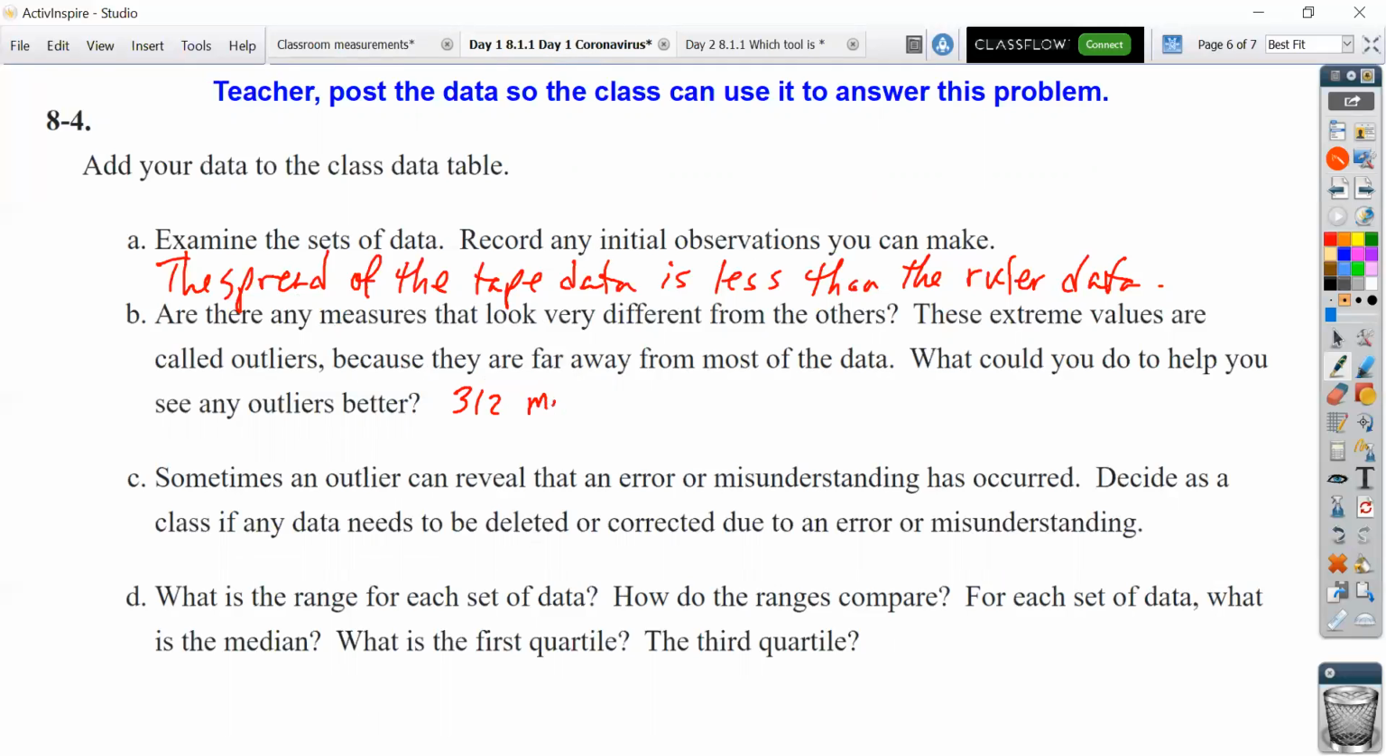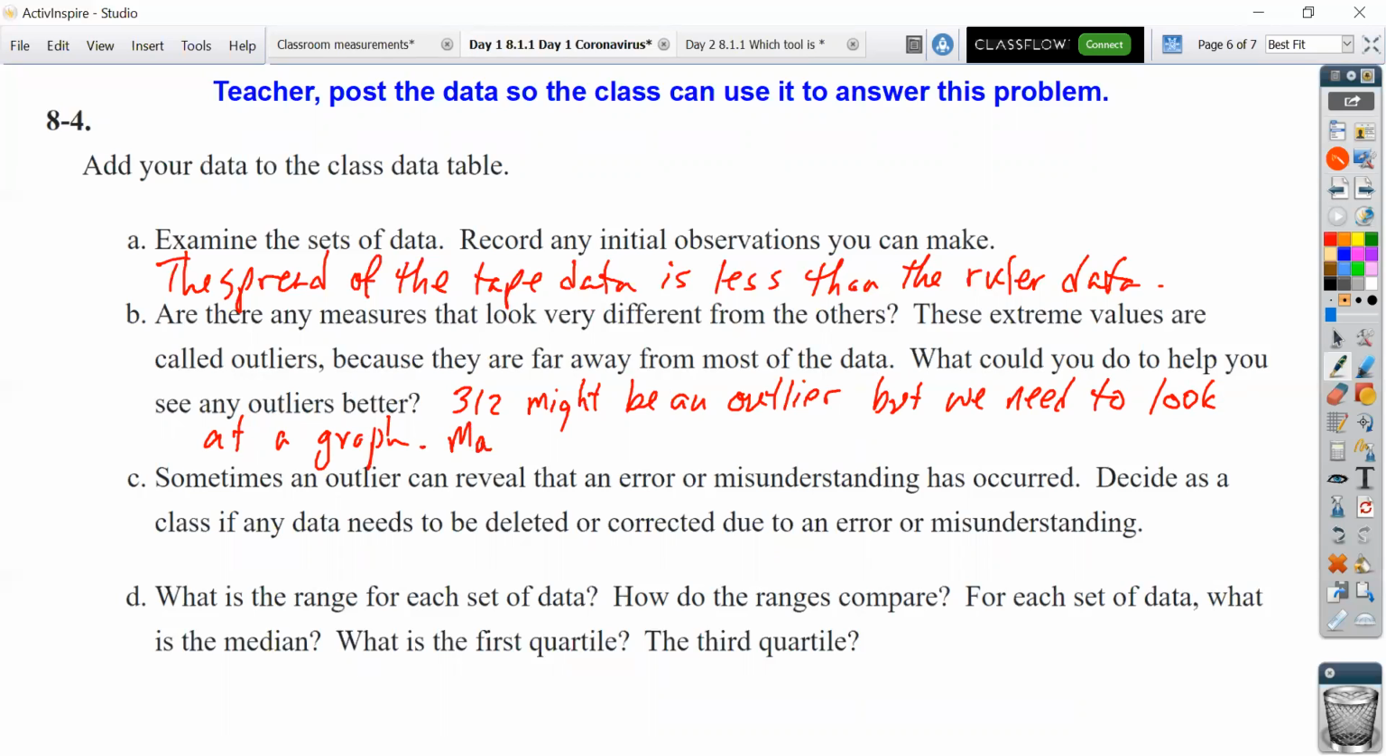So I'm going to write this down. 312 might be an outlier. But we need to look at a graph. Maybe we should use a box plot or histogram.